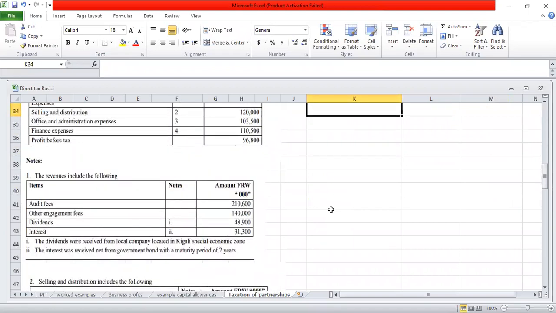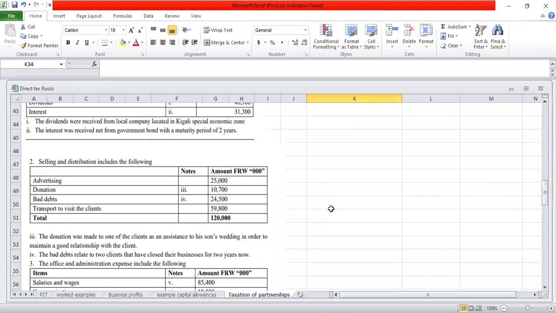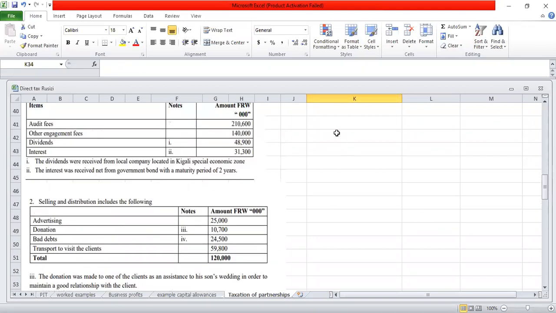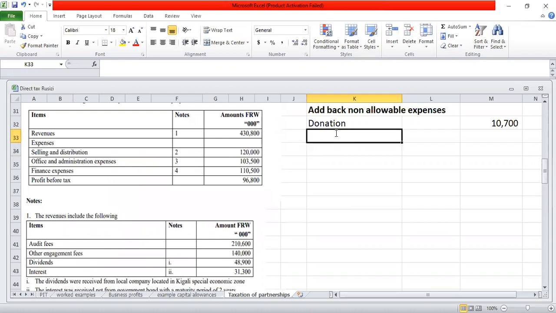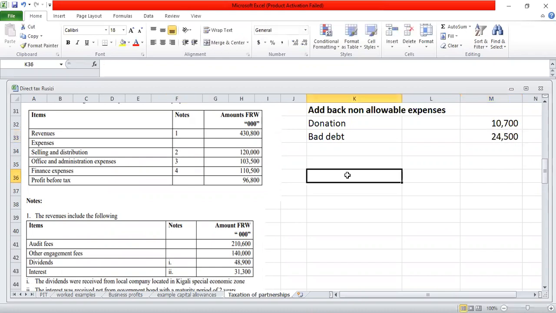Then I go to note number other. Bad debt, it says the bad debt relates to two clients that have closed their business for 2 years now. So that one is still a provision, not allowed, 24,500. Bad debt, 24,500, it's still a provision. The other conditions that we looked at are not met.